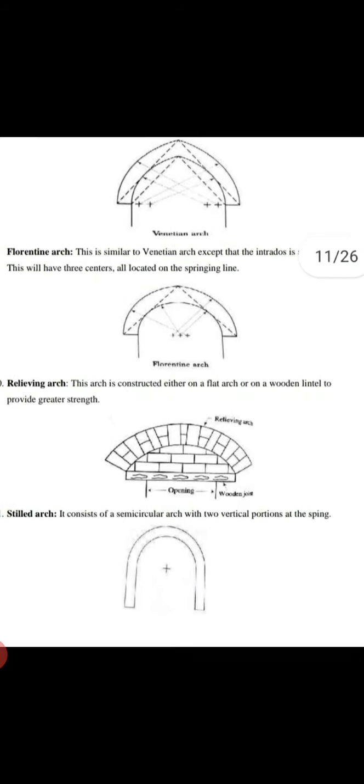The next one is the Batterian arch, what we call. This is another form of pointed arch which has a deeper depth at the crown than at the springing. It consists of four centers, all located on springing lines. Next one, this is a diagram for the Batterian arch.